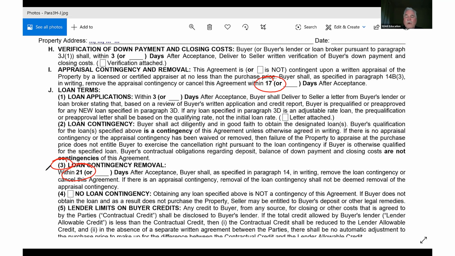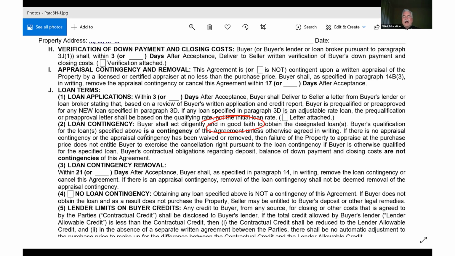Okay, so within 21 days of acceptance, as specified in paragraph 14, that's time for removal of contingencies, remove the loan contingency or cancel. Those are the only two options. So within that 21-day period of time, the buyer's got two options. And remember, they have to have good faith reasons for exiting the transaction.